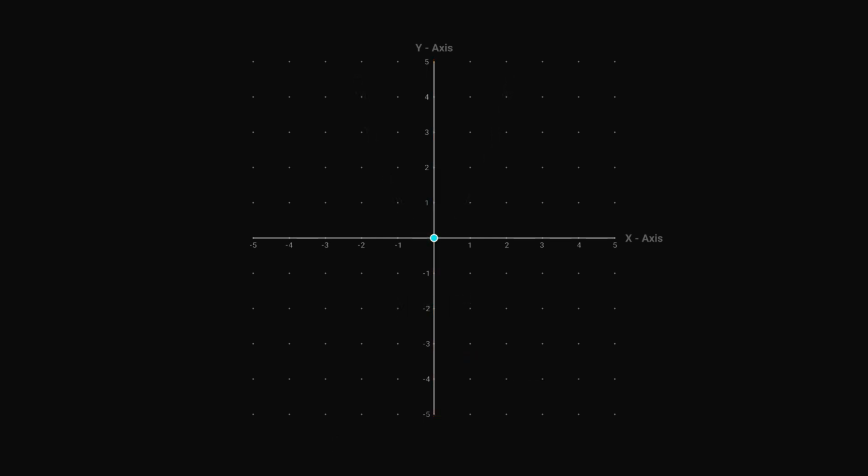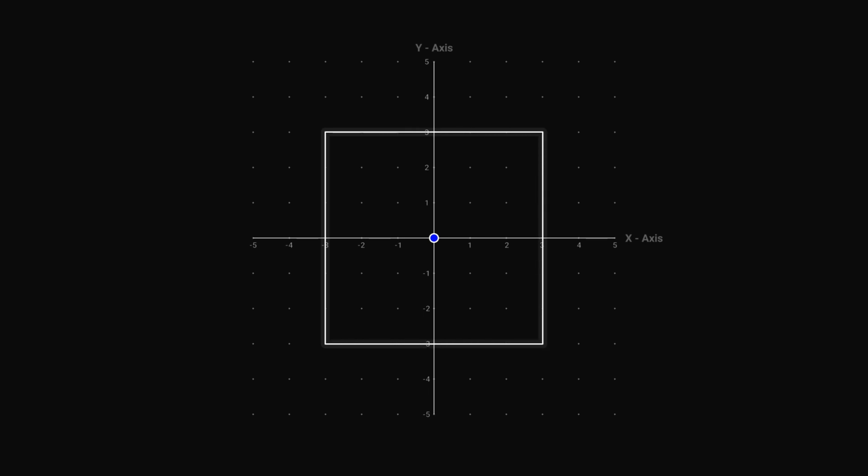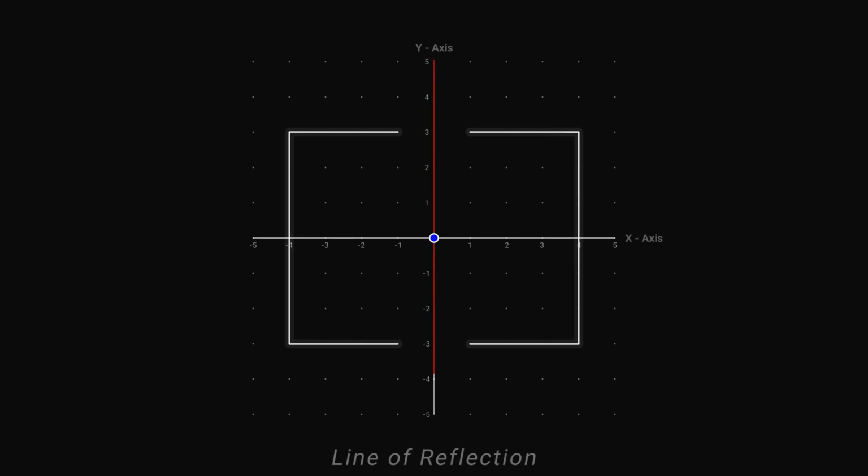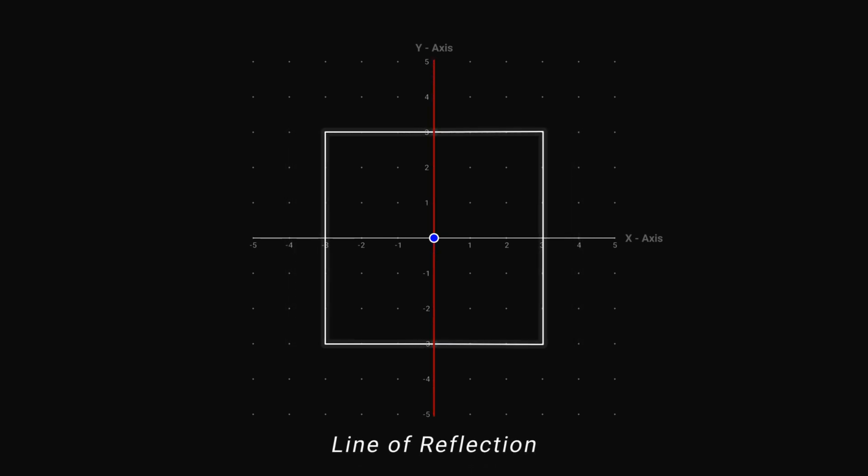Let's try another example. Consider a square. The square exhibits reflection symmetry. This means that it can be divided into two identical halves along a line called the line of reflection, in such a way that each half is a mirror image of the other. In the case of a square, the lines passing through the center from one side to the opposite side are the lines of reflection.